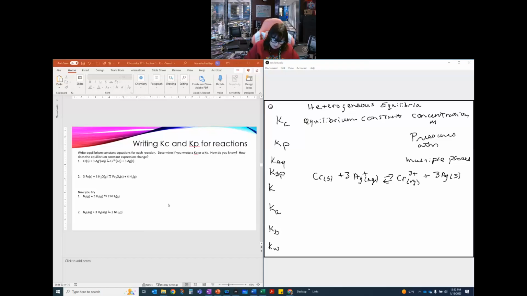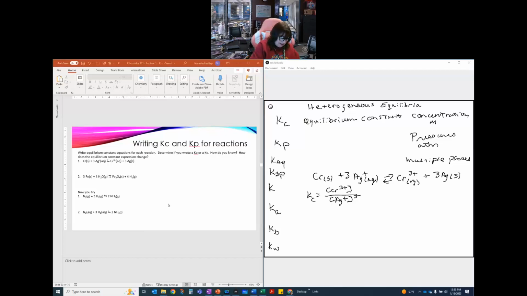Okay, if I wanted to write a K for this, it's still going to be products over reactants. So my product, I have Cr3+, that's included. Ag is not, so I leave that out. My reactants, the Cr is left out because it's a solid. And then we have this Ag+, and that's the third power. So that's everything that I would include there. Now, looking at what I've written, if I were to be asked, is it a Kp or a Kc, I would call this a Kc because they're all concentrations. Therefore, it's Kc.